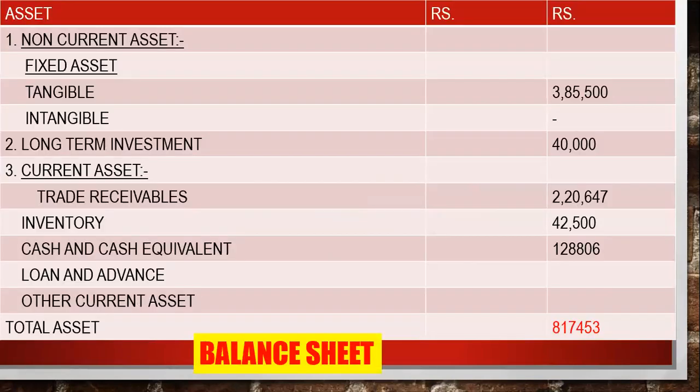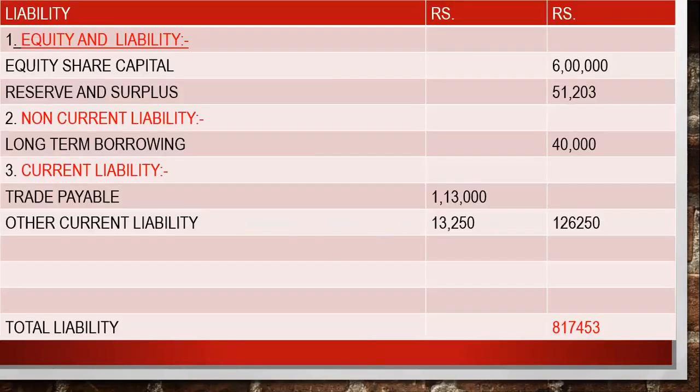So this is the P&L. This is the balance sheet. This is the asset side of the balance sheet. This is the liability side you can see. So here you have to write this other current liability. Okay, clear?